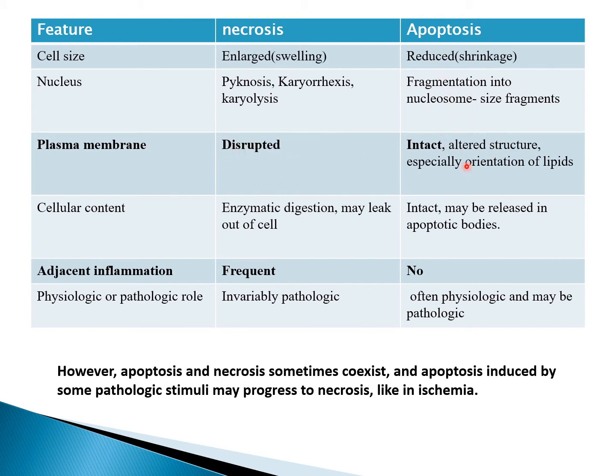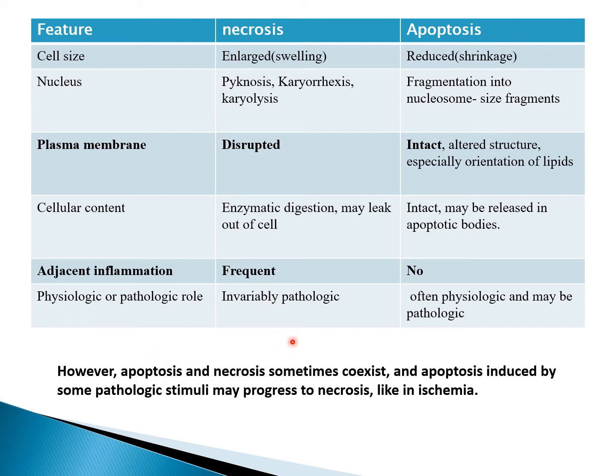The plasma membrane is intact in cases of apoptosis, وبالتالي cellular contents will be kept inside the cell and the apoptotic bodies, there will be no leak and no enzymatic digestion of the surroundings. There will be no leak of enzymes to the blood as in cases of necrosis. Adjacent inflammation is present in necrosis, but it's usually absent in apoptosis, and apoptosis can be physiologic, can be pathologic, while necrosis is invariably pathologic.